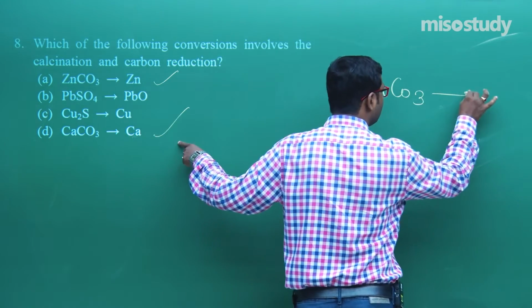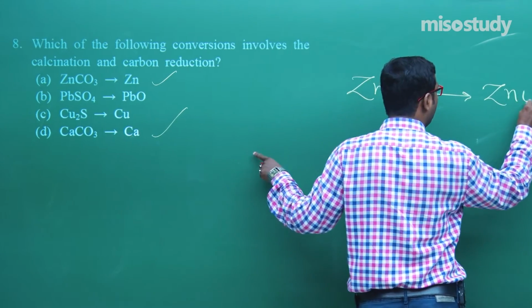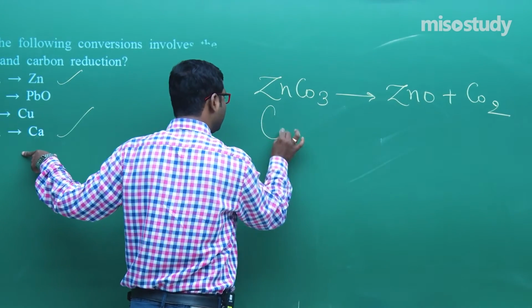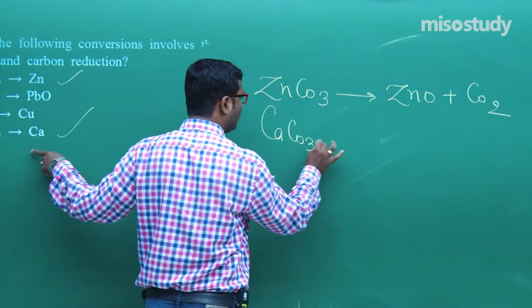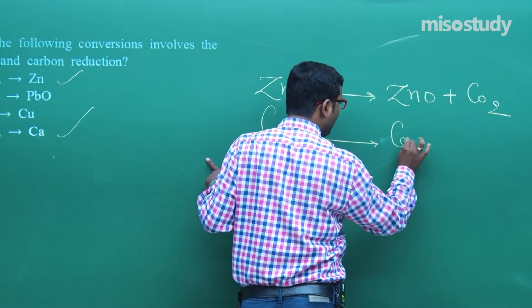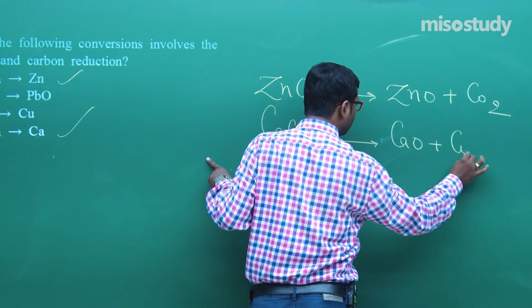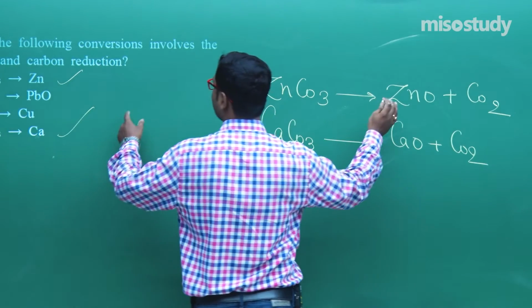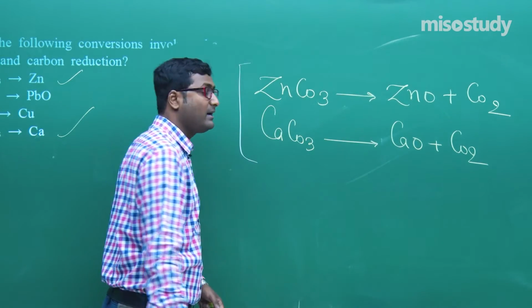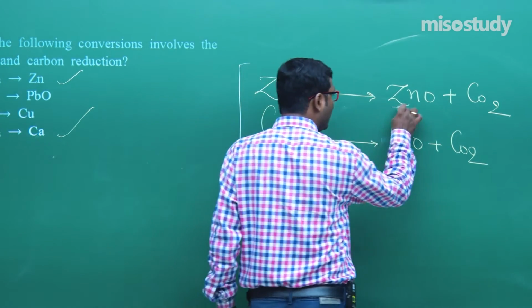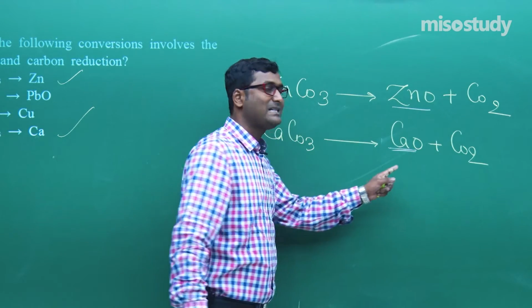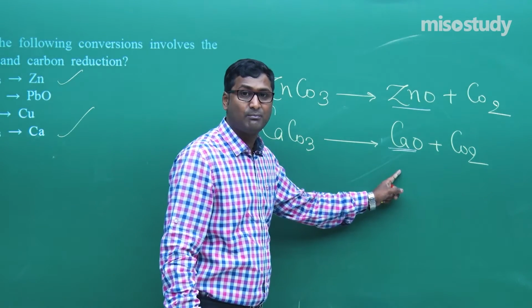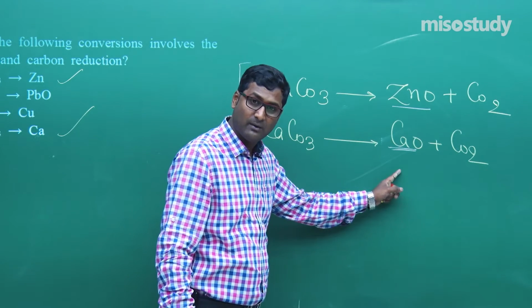As we know, what will happen? ZnCO3 gives you ZnO plus CO2. Yes, sir. Similarly, CaCO3 gives you CaO plus CO2. Yes, sir. This is calcination. Now, carbon reduction. As we know, when we compare the reactivity, calcium is more reactive, and in this case the carbon reduction process is not a suitable method.